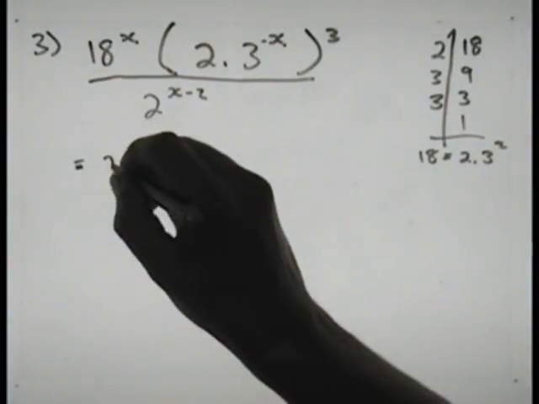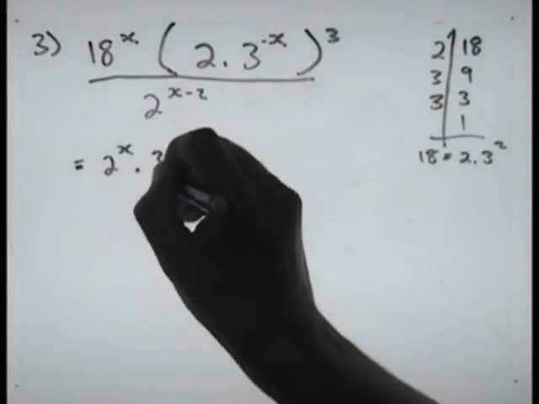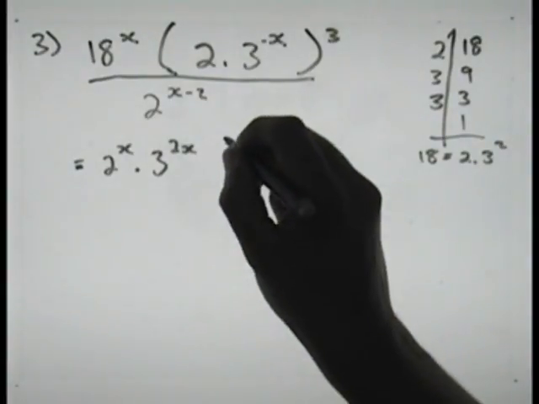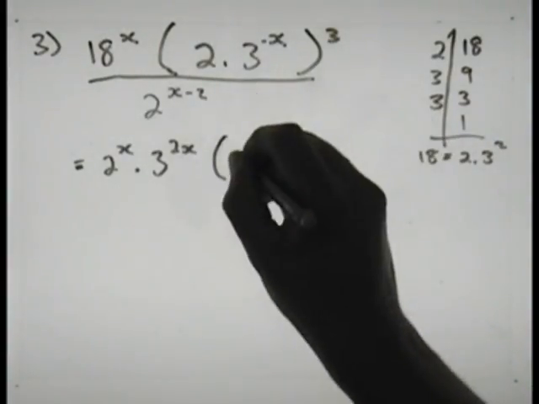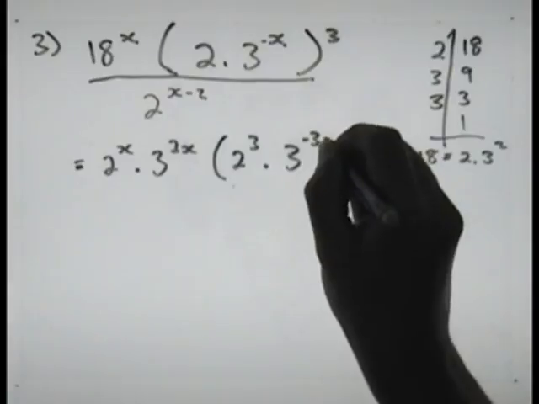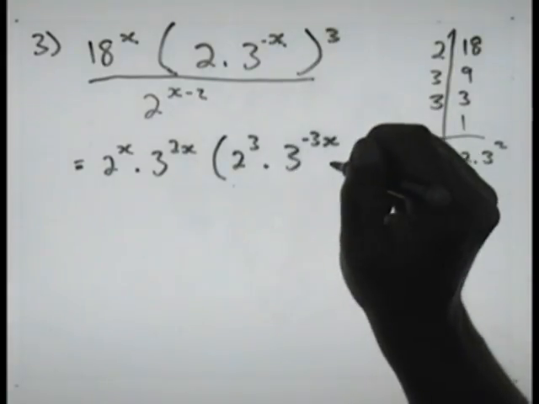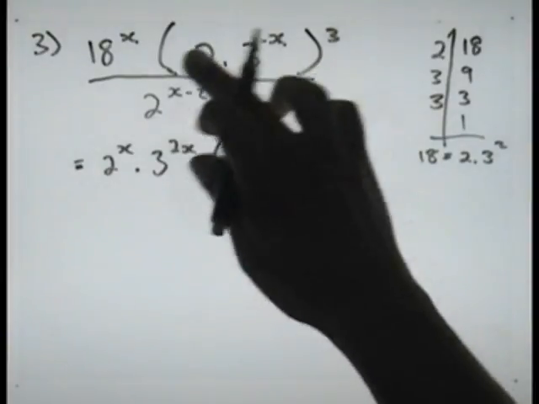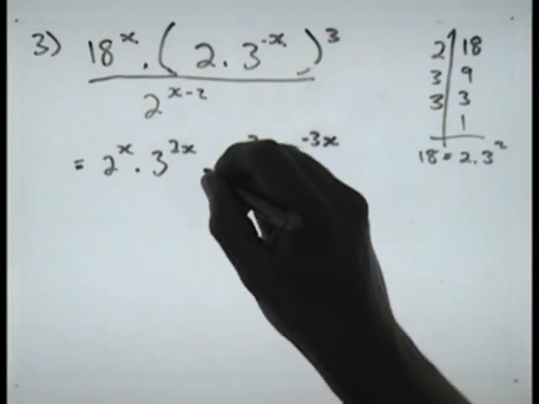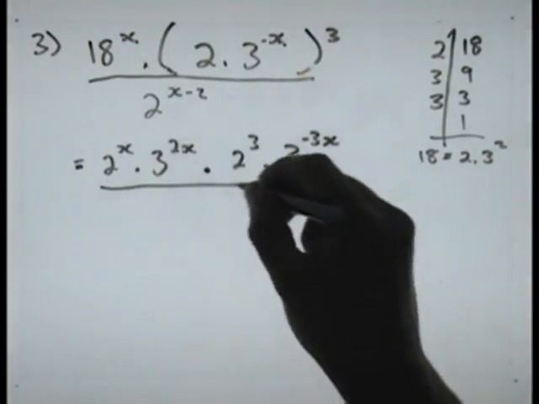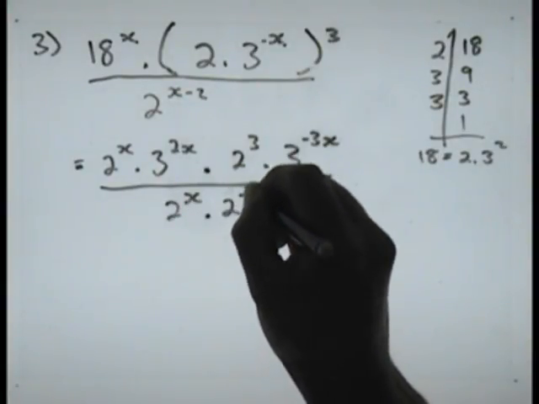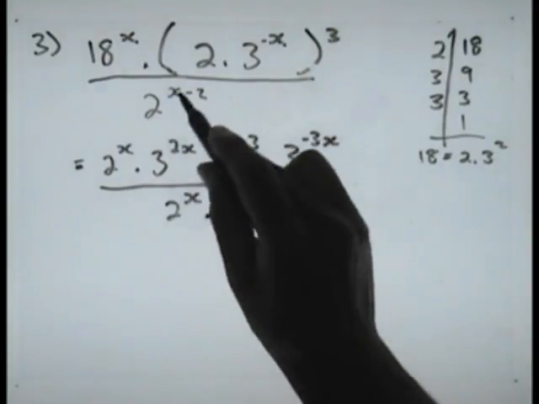So that is 2 to the power x times 3 to the power 2x, times 2 to the power 3, times 3 to the power minus 3x. That 3 is distributed in, because it's brackets there, brackets just means multiplication. There's no addition, so I'm just going to take that bracket out and make it multiplication, divided by 2 to the power x times 2 to the power negative 2. I just split that exponent up.